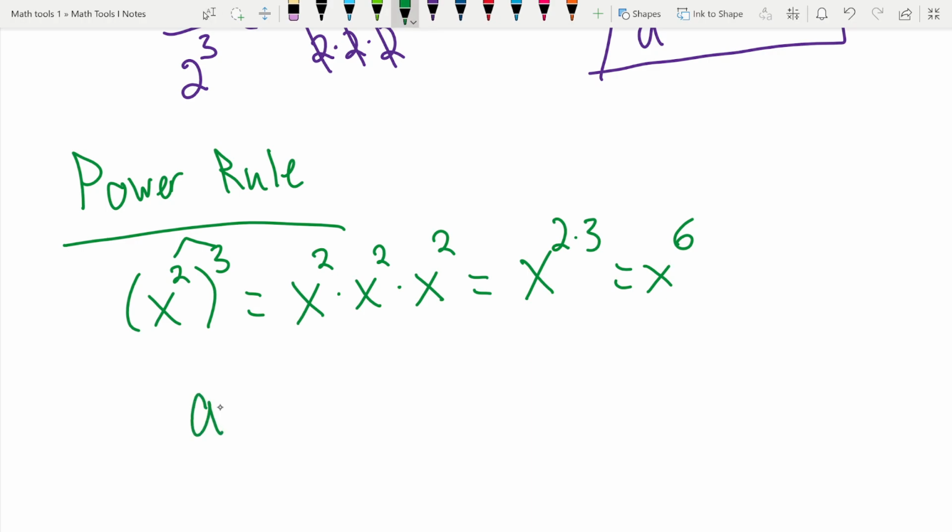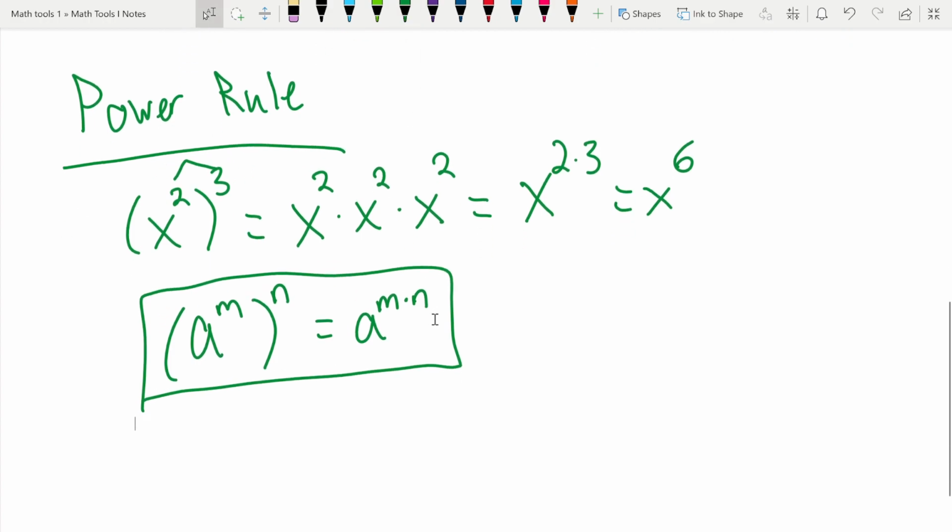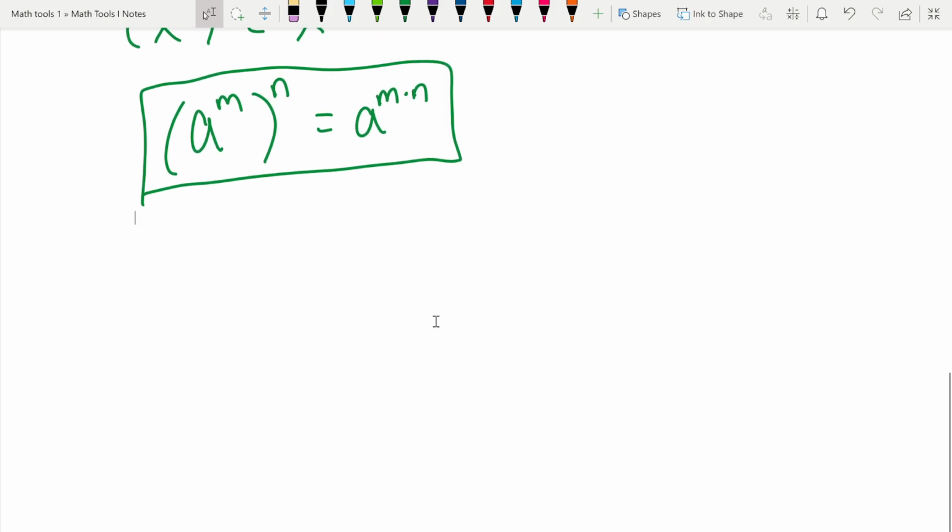So in general, if we have a to the m to the n, we get a to the m times n. Okay, so this is known as the power rule. Okay, so this next one, sometimes it's called the power rule, sometimes it's not really given a name. So I'll just keep it under this same category here.